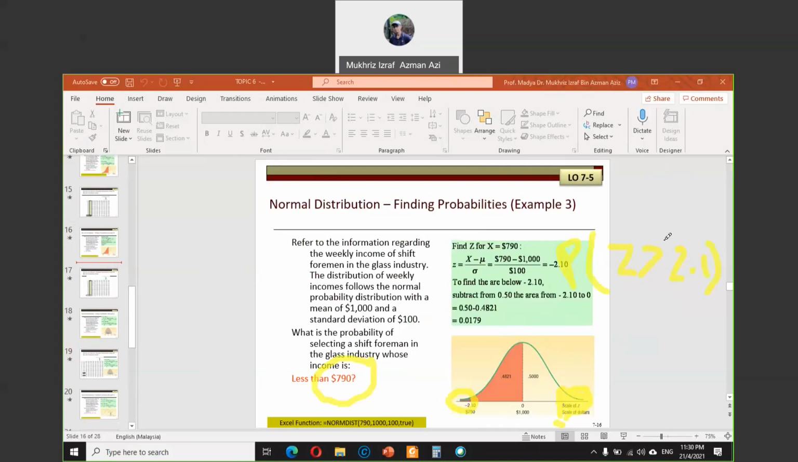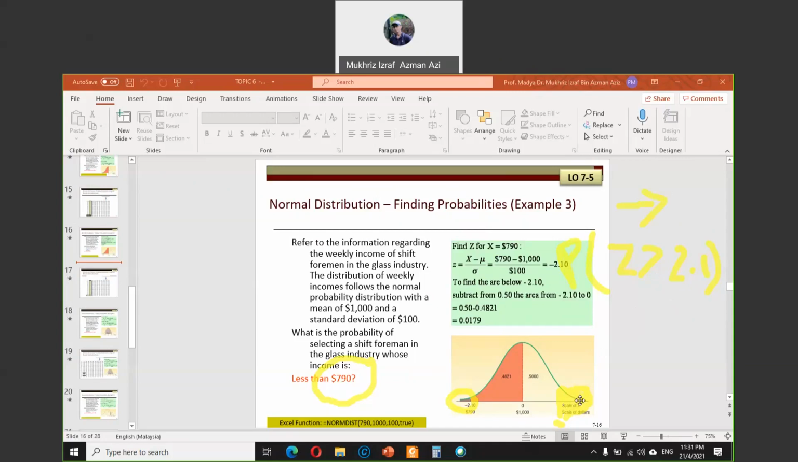So first, focus on the sign of the inequality, whether it's more than or less than. More than is always pointing to the right. And then look at the value of Z. If Z is positive, you are looking at the right side of the positive value.